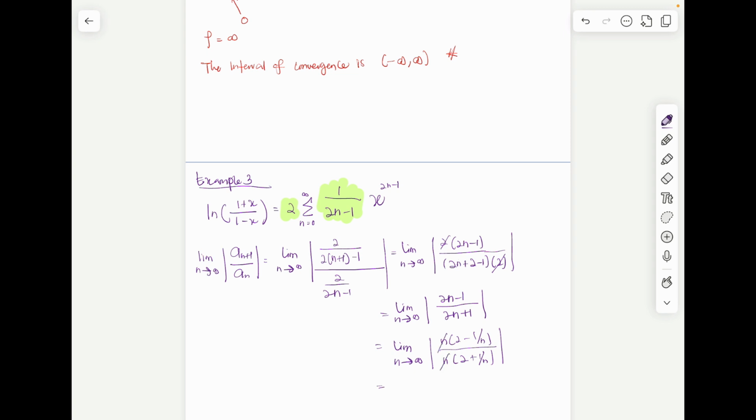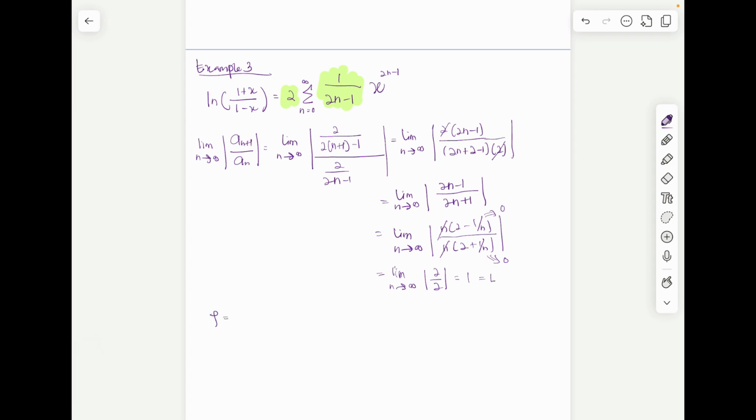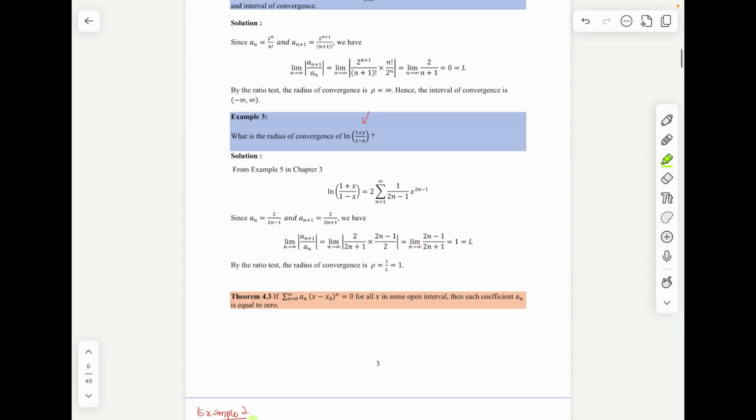Cancel out, this one becomes 0. This is also 0. So what's left is just 2 divided by 2. Okay, I read it in full. 2 divided by 2, and then you will get 1. So 1 is the L. Okay, so rho is equal to 1 over L, and our L is 1, so 1 divided by 1 is 1. So rho is equal to 1. Okay, that is example 3.